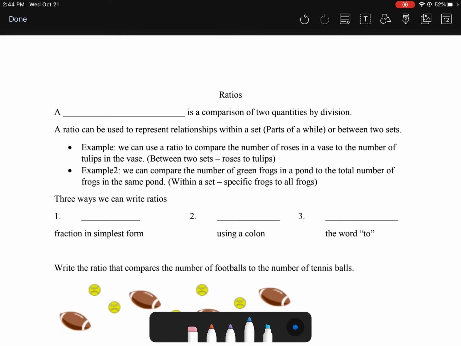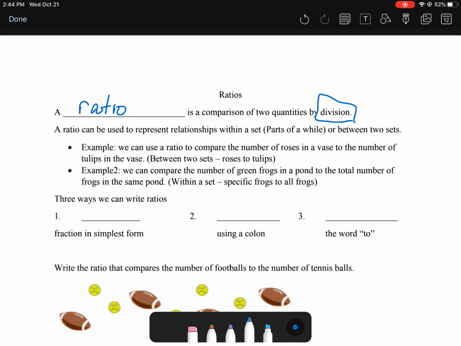Hey guys, today we're going to start talking about ratios. A ratio is a comparison of two quantities by division. A ratio can be used to represent relationships within a set, parts of a whole, or between two sets. So I have two little examples here to show both parts.